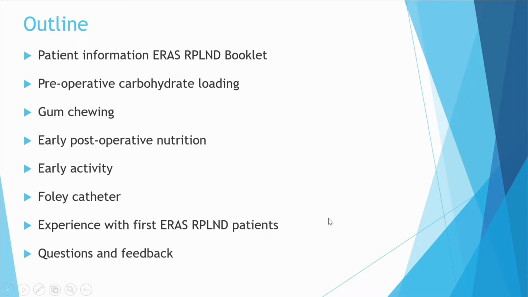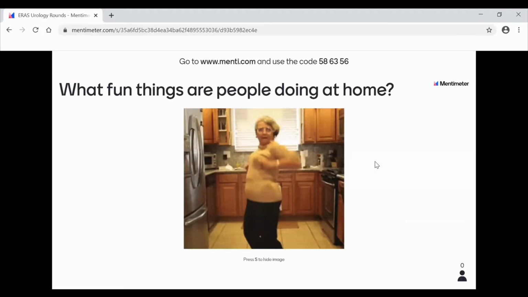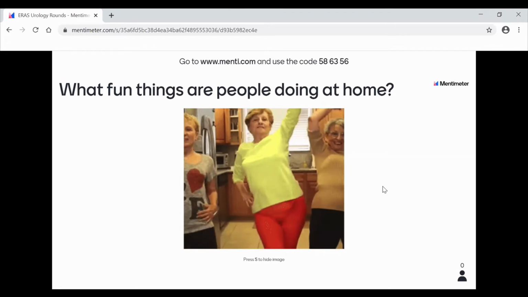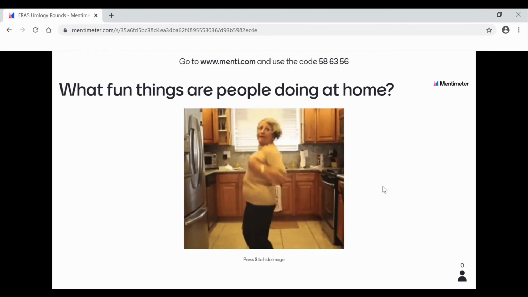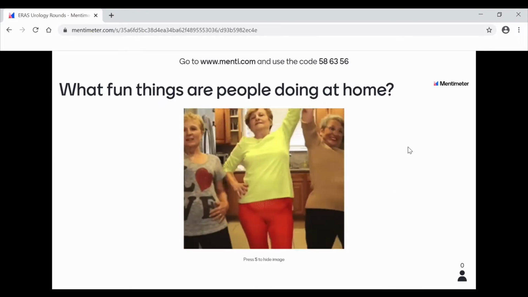Okay, so here's a brief outline. I won't go too much into the details. We'll change the pace a bit here. We'll start with Menti. If anybody can log on to menti.com, I will share the screen for it here. This is our first question. 586356 is the code. So what fun things are people doing at home?